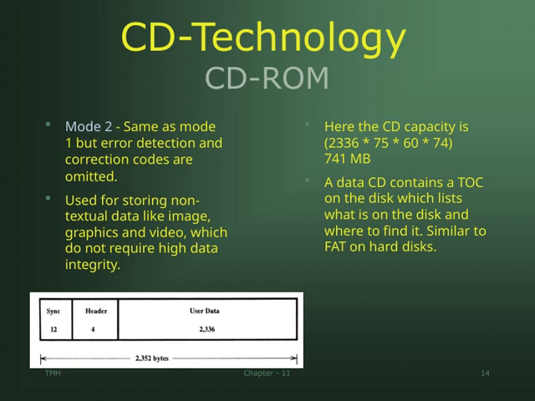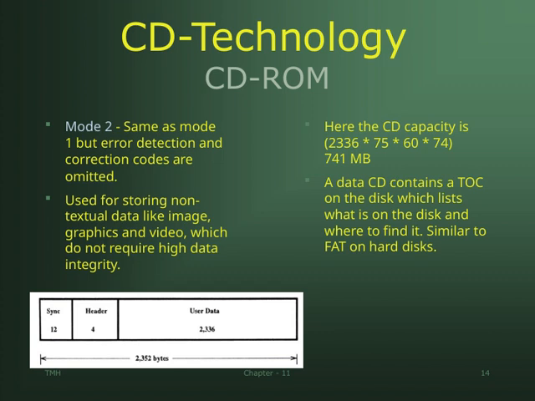Another important point is that a data CD contains a table of contents, or TOC, on the disk itself. This TOC functions similarly to the FAT, or File Allocation Table, on hard disks. It essentially lists what data is stored on the disk and where to find each file, making data retrieval more efficient.